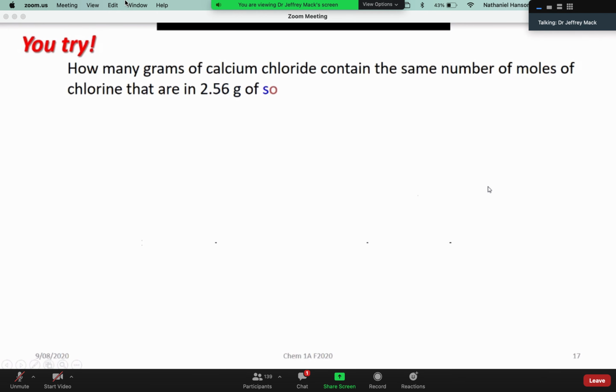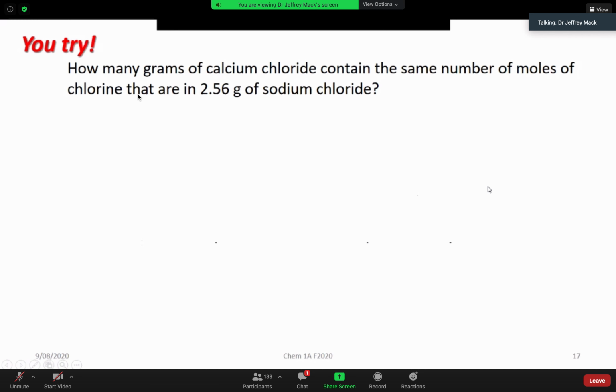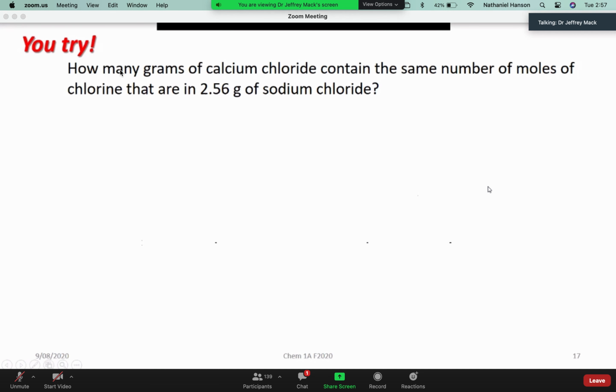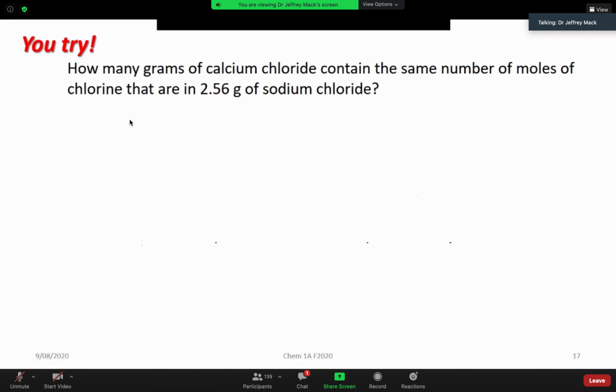I want you taking all the stuff we've done to answer the following question. Think about this in terms of grams, moles, mole ratios. So how many grams of calcium chloride contain the same moles of chlorine that are in 2.5 grams of sodium chloride? So let's say I start with 2.5 grams of sodium chloride. Well, if I know the molar mass of sodium chloride, I can figure out the moles of sodium chloride, which then tell me the moles of chlorine.